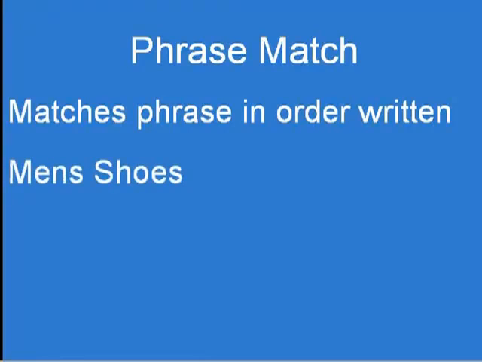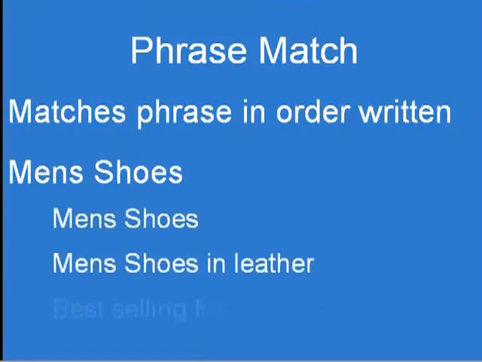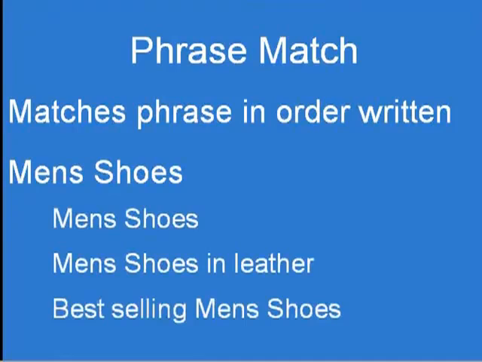So again, let's just look at men's shoes to give you an example of what I mean here. If my keyword was men's shoes, then these phrases typed into Google would trigger my ad: men's shoes in leather, and best-selling men's shoes. They would all trigger a phrase match men's shoes keyword. And to create a phrase match, you put quotation marks around the keyword.